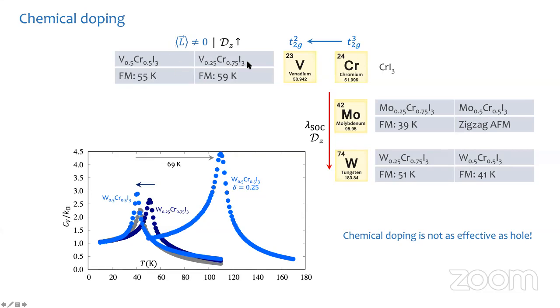Although in both directions, for different reasons, this is for a hole in the T2G level, and this is for increasing spin orbit coupling, what we find is that the on-site anisotropy increases, but your other parameters reorganize in such a way that your TC doesn't help much.